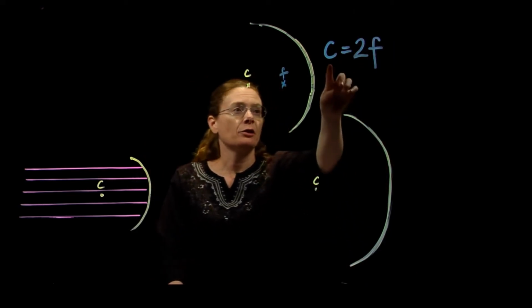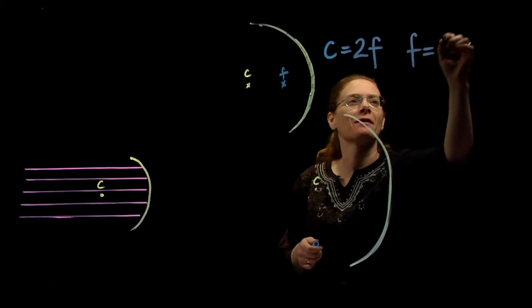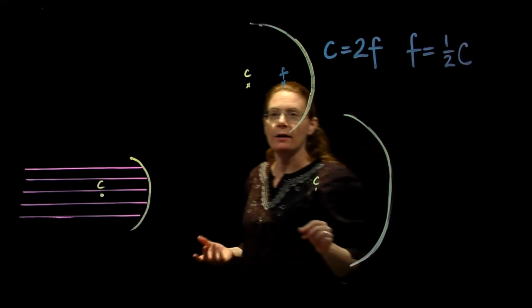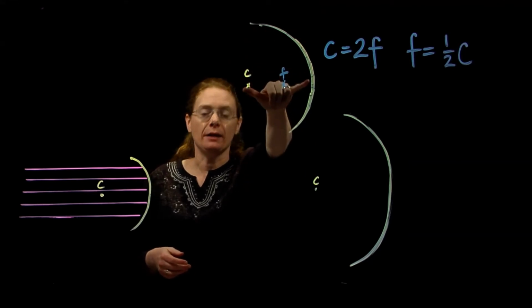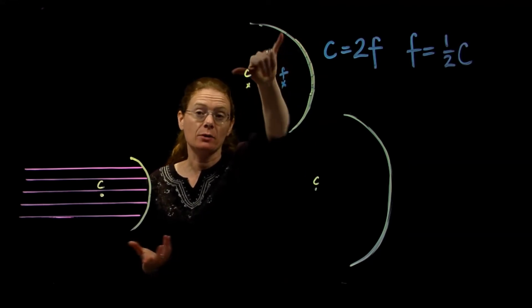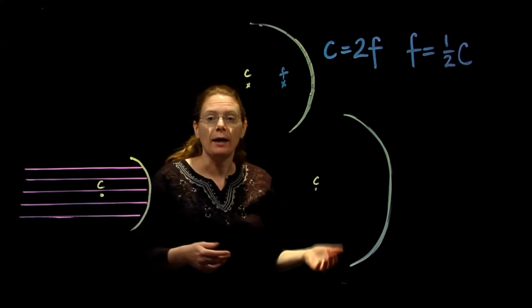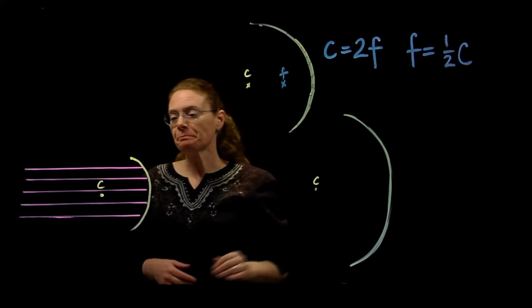So the center of curvature is double the focal length, or if you want it the other way, the focal length is half of the center of curvature. So if we had a curved mirror and the radius, because that center of curvature is really the radius, was 10 centimeters, we would know that that mirror had a focal length of 5 centimeters.